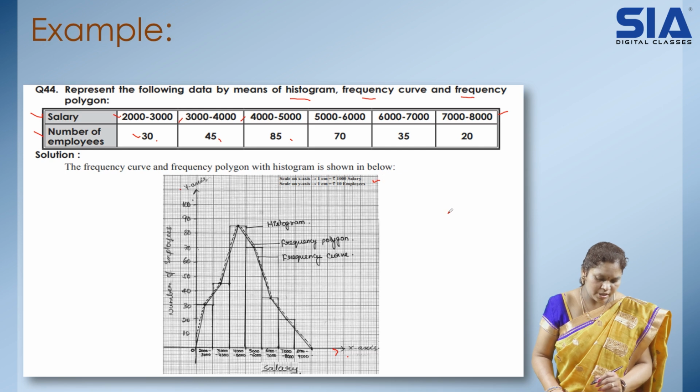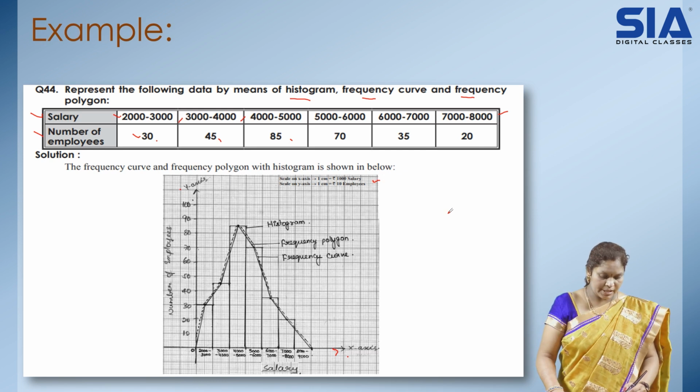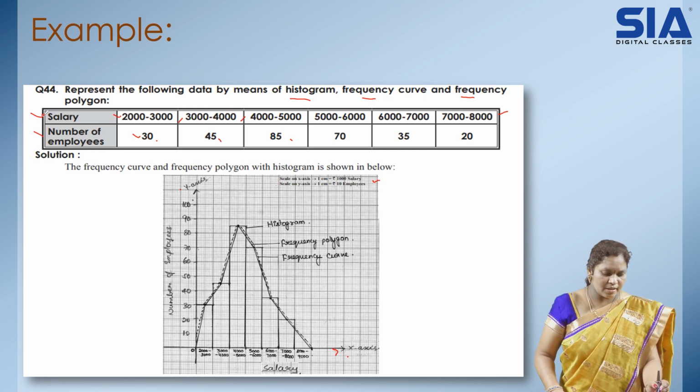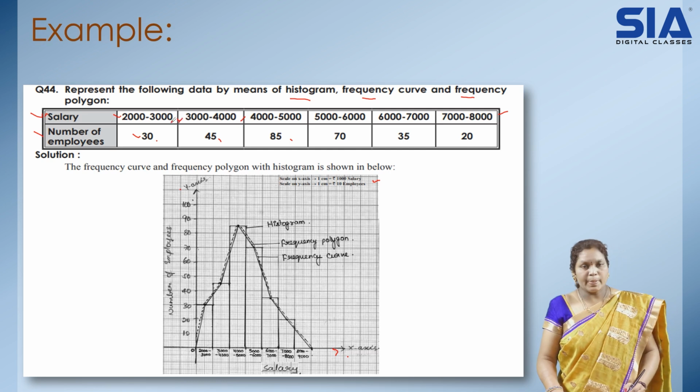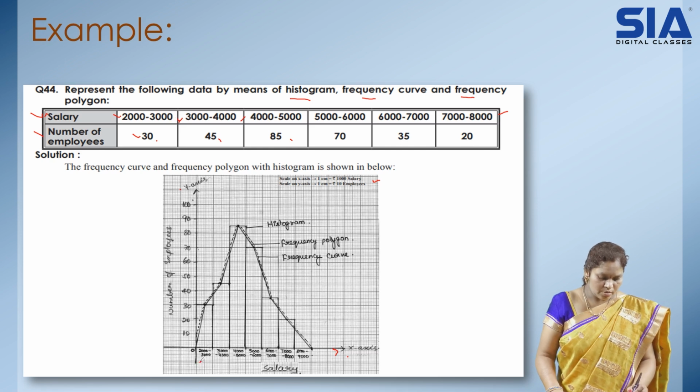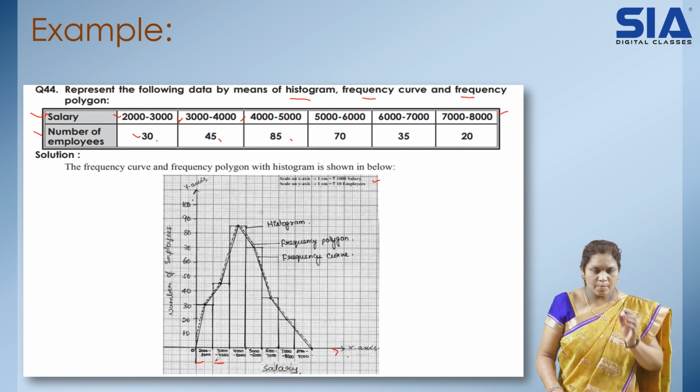So let us check how the scale will go. What's the salary scale we have? Salary we have to plot on the x-axis, and the number of employees, that is frequencies, on the y-axis. For salary, the range is going 2000 to 3000. So you can simply write the values on the x-axis. For the first bar I have considered 2000 to 3000, the next bar 3000 to 4000, and like that for each bar I have considered those values.